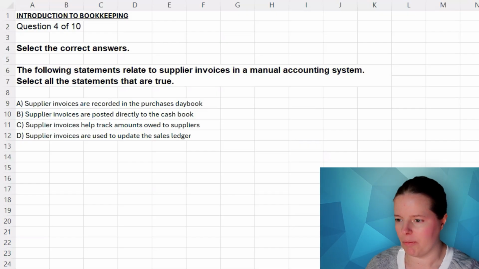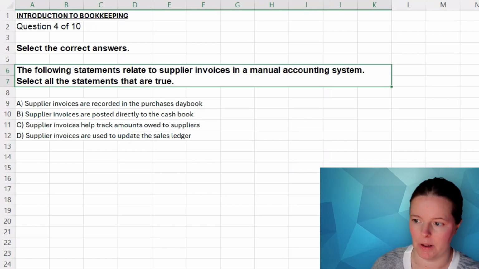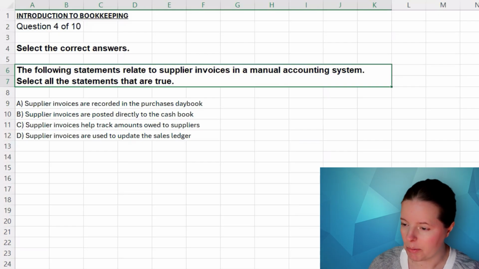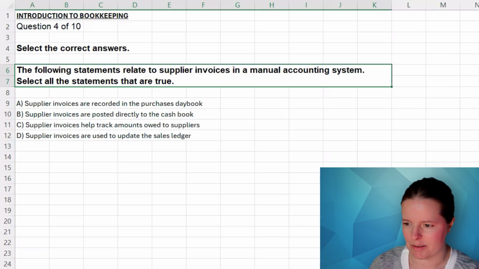So here we've been asked to select the correct answers. So the following statements relate to supplier invoices in a manual accounting system. Select all the statements that are true. So firstly, supplier invoices are recorded in the purchases daybook. Supplier invoices are posted directly to the cash book. Supplier invoices help track amounts owed to suppliers, and supplier invoices are used to update the sales ledger.